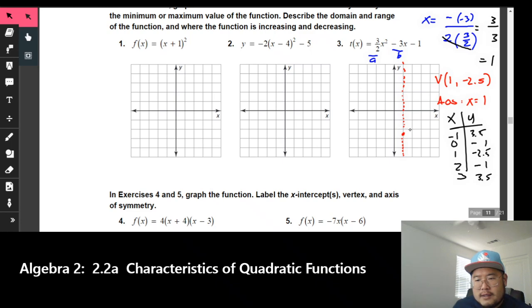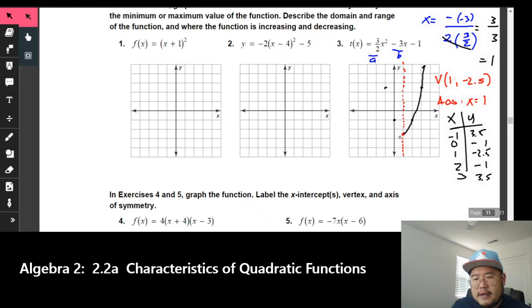So let's plot our points. We're over here at (2, -1). That means at 0, we're at negative 1. And then at 3, we're at 3.5. And same over here on the other side at negative 1.